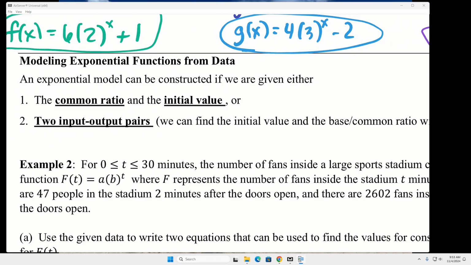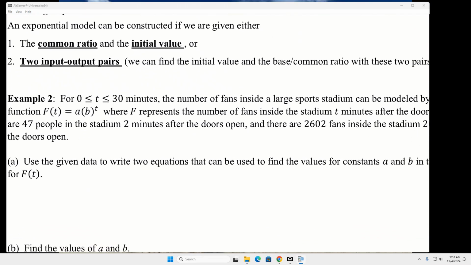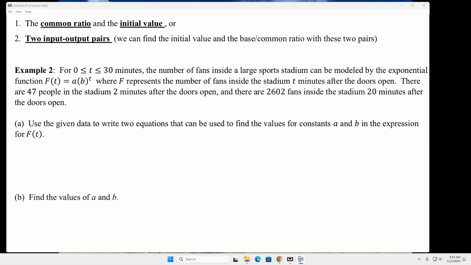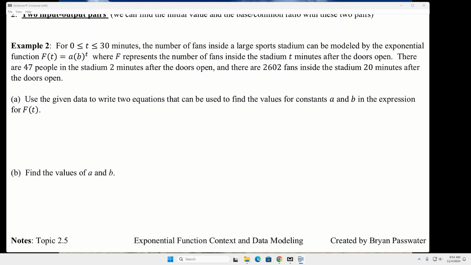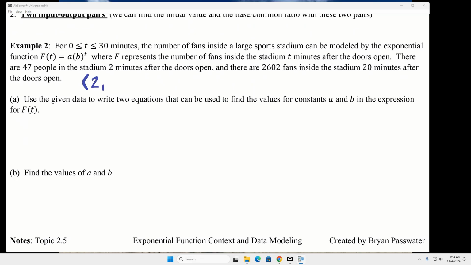So in example 2, we have a contextual situation where we can pull out two input-output pairs. For 0 to 30 minutes, the number of fans inside a large sports stadium can be modeled by an exponential function, f of t, where f represents the number of fans inside the stadium t minutes after the doors open. There are 47 people in the stadium 2 minutes after the doors open. So the input is going to be 2, the output is going to be 47. And there are 2,602 fans in the stadium 20 minutes after the doors open.